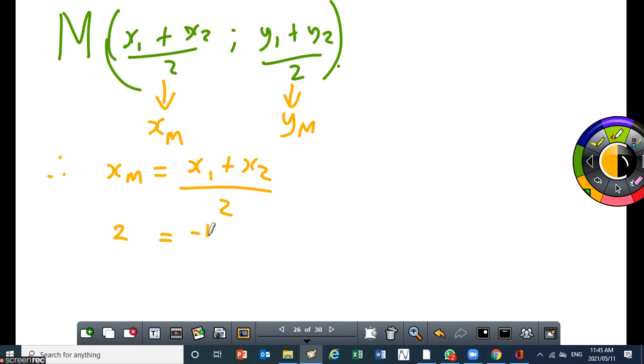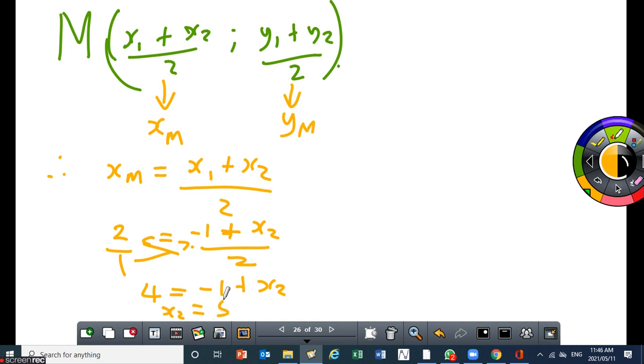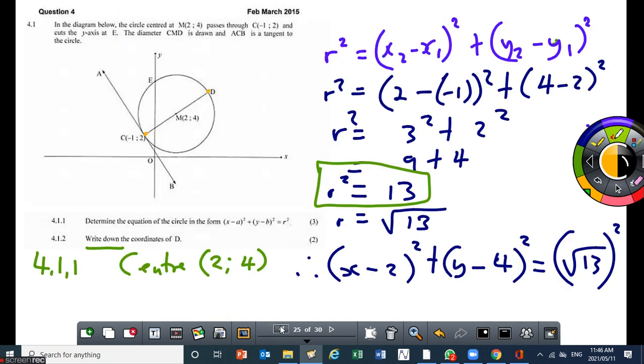Okay, so I'll put minus 1 here plus x2. By x2, I'm referring to the x coordinate at D. Okay, so this will be the x coordinate at D, all over 2. Then we cross multiply there. So you get 4 equal to minus 1 plus x2. Take the minus 1 to the left, your x2 is going to be positive 5. This 5 here is the value of x at D. Common sense tells that point D is in the first quadrant. Therefore, x at D is positive.